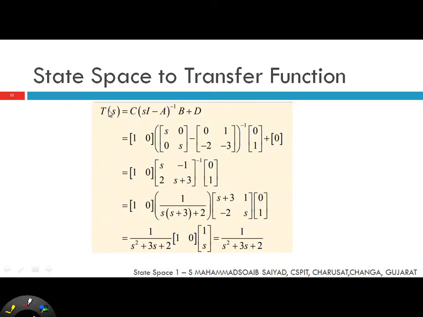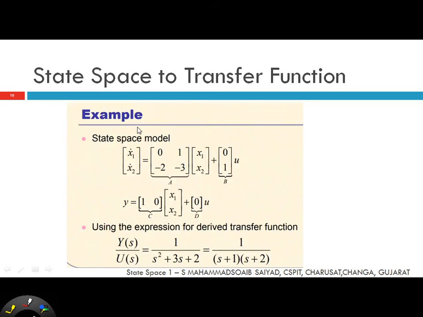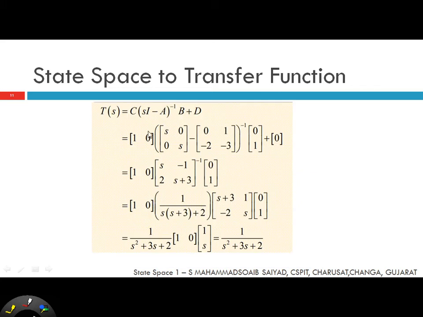According to our definition, the transfer function matrix is equal to C (sI minus A) inverse into B plus D. This C matrix is nothing but 1 0. Then I have taken sI minus A, where s is multiplied by the identity matrix, so it will be 1 1.